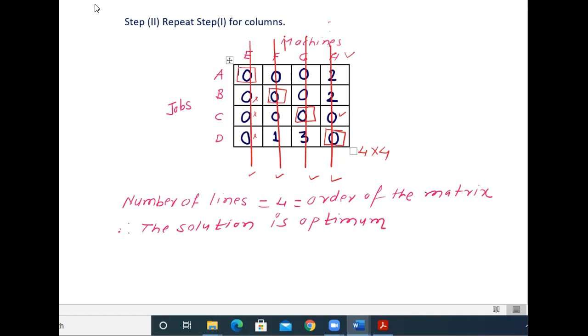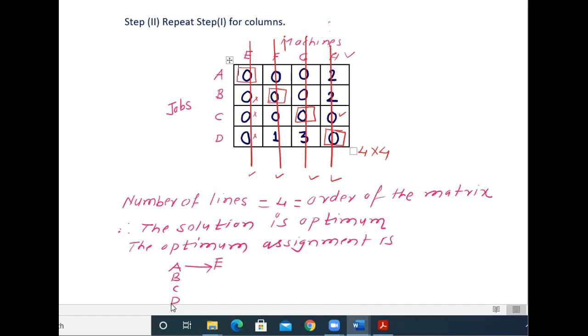And what is the optimum assignment? The optimum assignment means which job is assigned to which machine. So job A is assigned to, look at this square, it is in the first row, first column, that is there is a relation of job A with machine E. So A is assigned to the machine E.